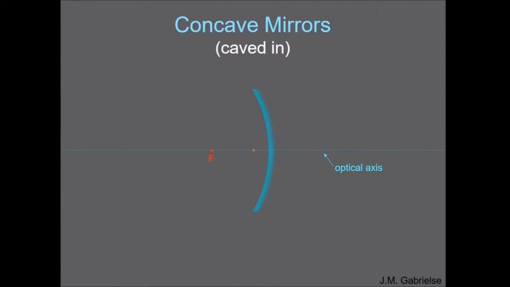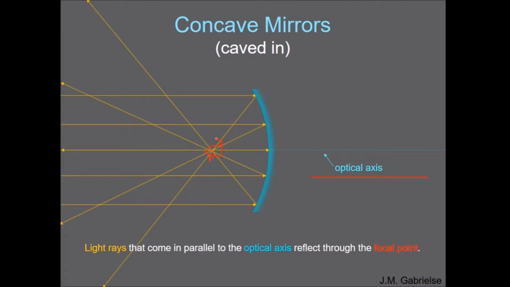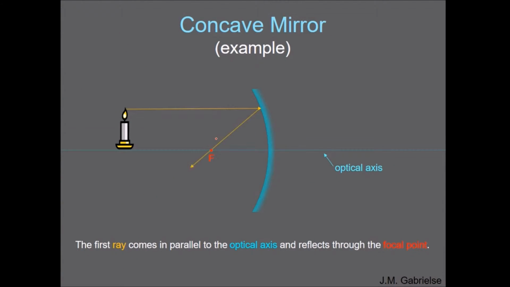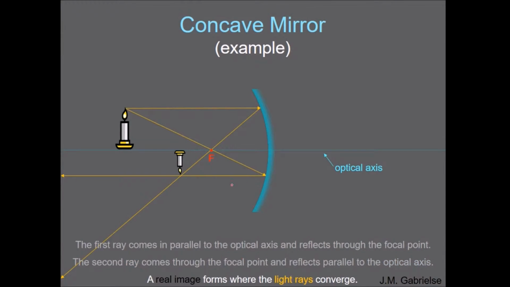So concave mirrors are caved in, and this is the optical axis. Light rays that come in parallel to the optical axis reflect through the focal point. The first ray comes in parallel to the optical axis and reflects through the focal point. The second ray comes through the focal point and reflects parallel to the optical axis. So a real image forms when the light rays converge.